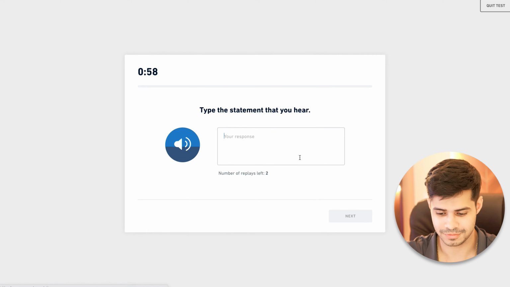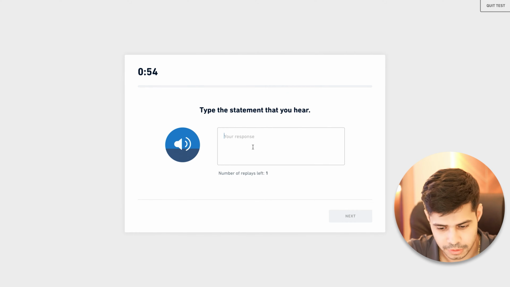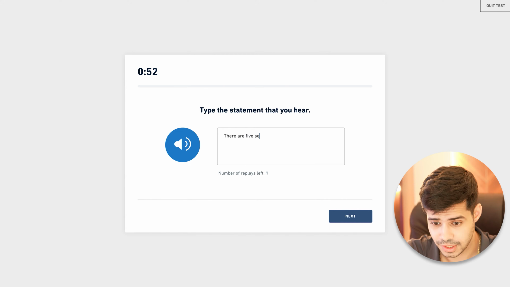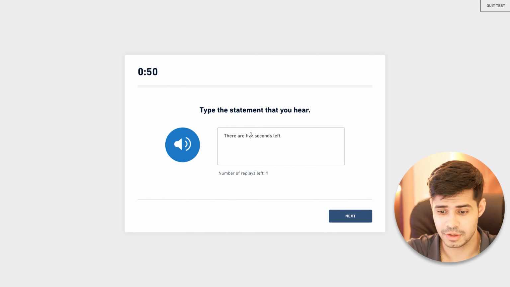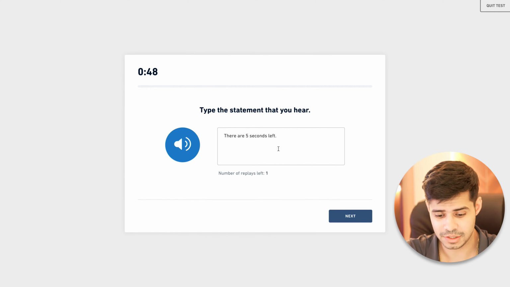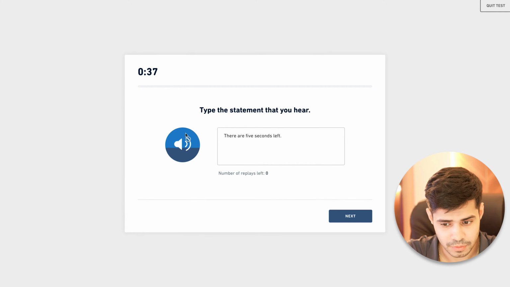Alright guys. There are 5 seconds left. Oh, I couldn't listen to it. I was speaking. There are 5 seconds left. Remember, there's a way to write this like this or like this. It's generally preferred if it's up to 9, less than 10 basically, you write it like this, right? There are 5 seconds left. Capital T, all right?